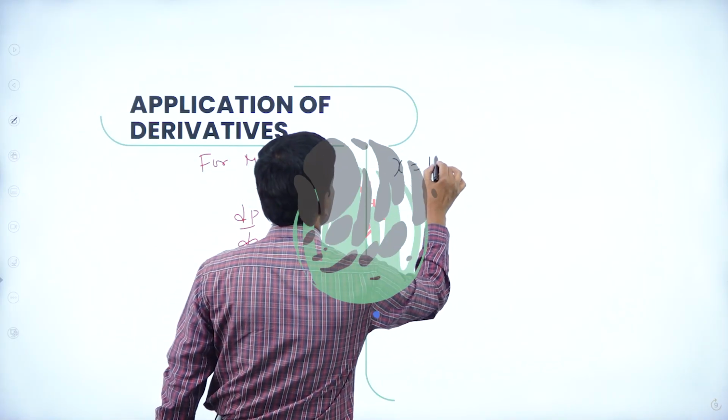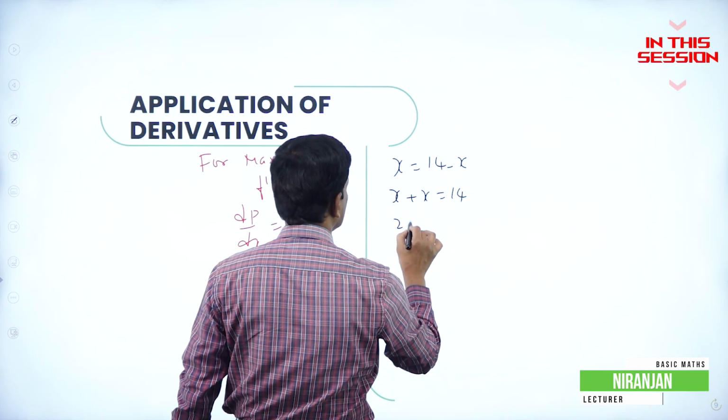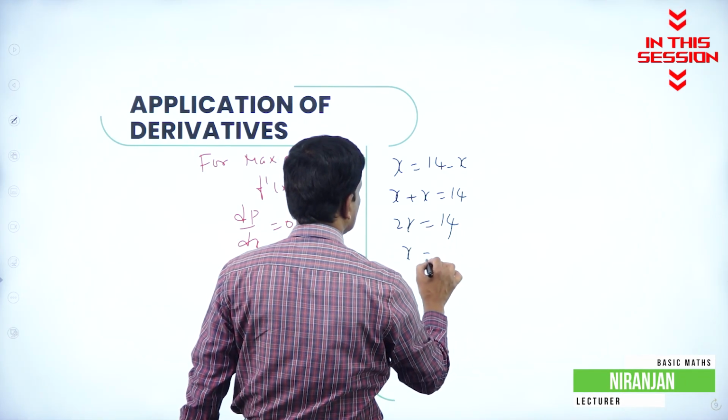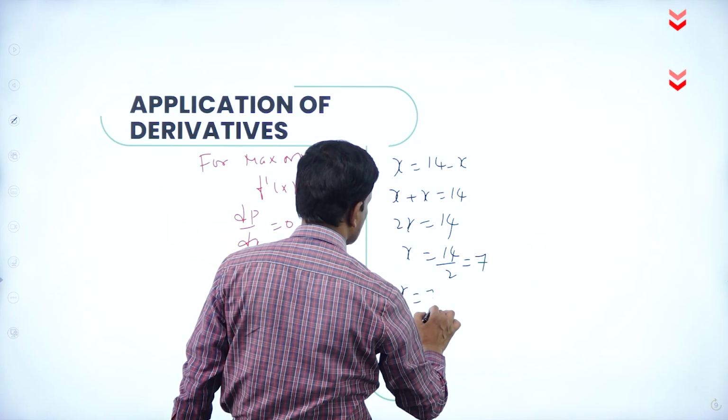x is equal to 14 minus x. Transferring minus x becomes plus x, so x is equal to 14. 2x is equal to 14. Therefore, x is equal to 14 by 2, which means 7. So, one value of x is 7.